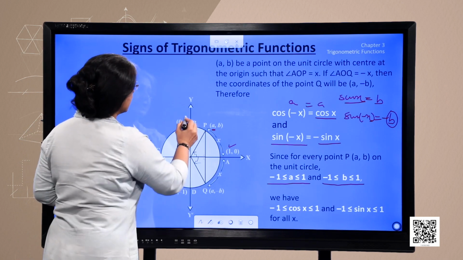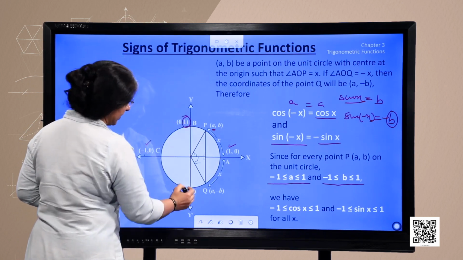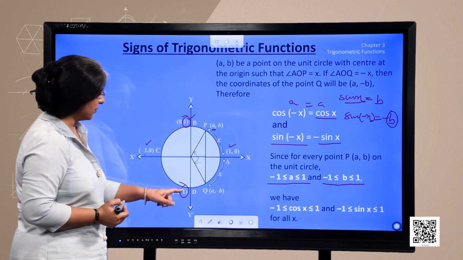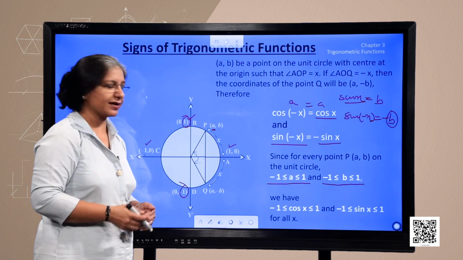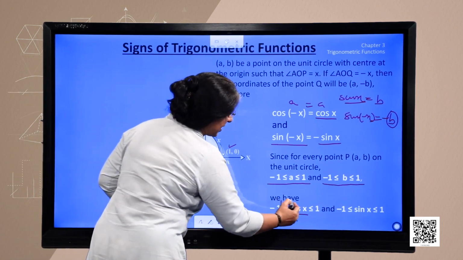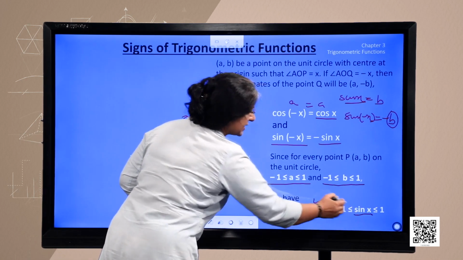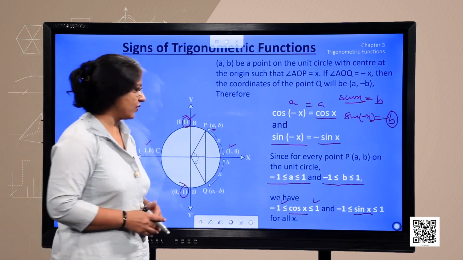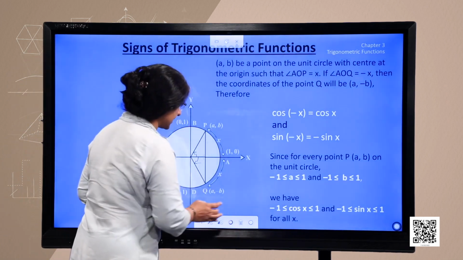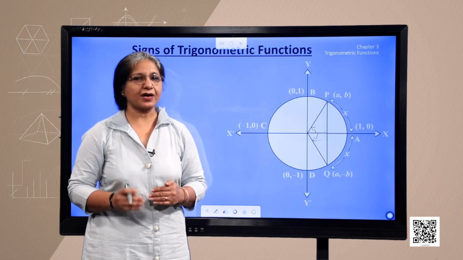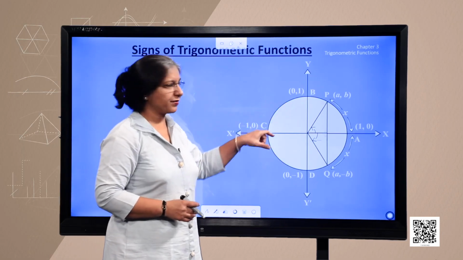Similarly, when we see the value in the second quadrant, which is the value of sine, the maximum value of sine is 1 and the minimum value of sine at any angle is minus 1. So, we can say cos x lies between minus 1 and 1 and sin x lies between minus 1 and 1, any real number between minus 1 to 1 for all x. So, with the help of this diagram, we will be discussing signs of trigonometric functions in different quadrants.